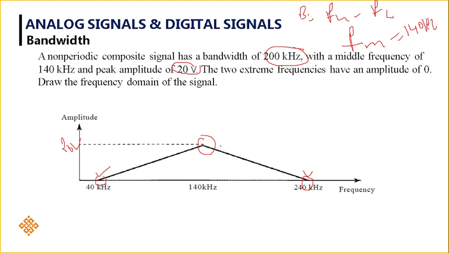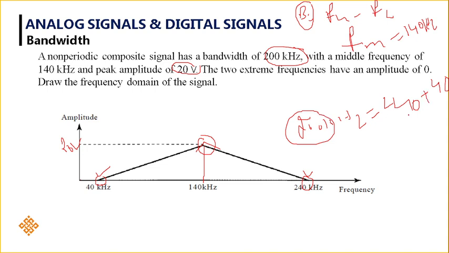If I want to draw the frequency domain, they have only given the middle frequency, 140 kilohertz. But what are the lowest frequency and highest frequency? The hint he has given is the bandwidth, 200 kilohertz. Now you need to assume the highest and lowest frequencies in such a way that their difference is 200 kilohertz, and the middle frequency, low plus high divided by 2, gives the middle frequency. So you can assume the highest frequency is 240 and the lowest frequency is 40. If you subtract, 240 minus 40, you get 200, which is your bandwidth.